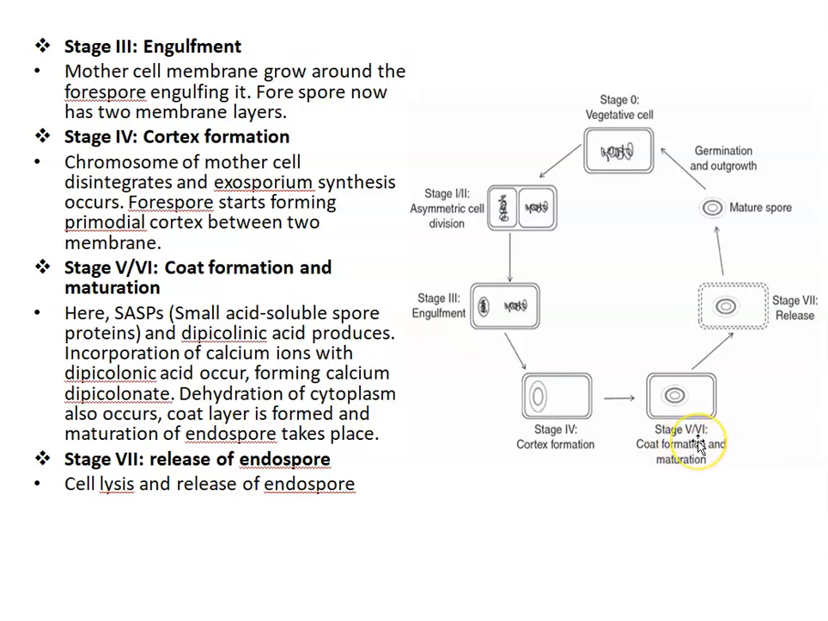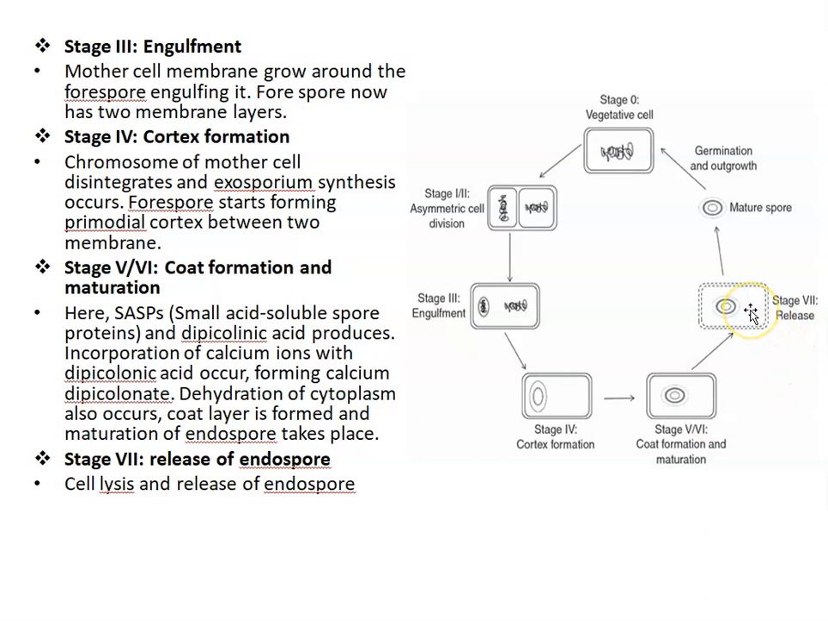Stage 5 and 6, here small acid-soluble spore proteins and dipicolinic acid are produced, and incorporation of calcium ions with dipicolinic acid occurs, forming calcium dipicolinate. Dehydration of cytoplasm also occurs at this stage. The coat layer is formed and maturation of the endospore takes place, right?